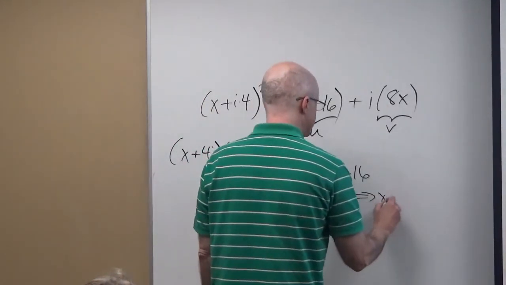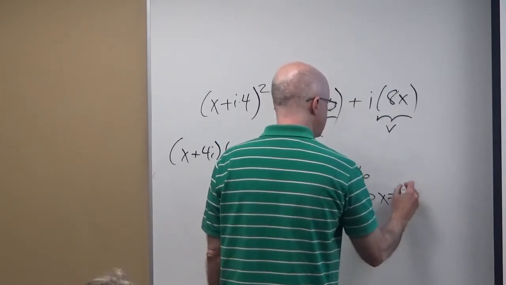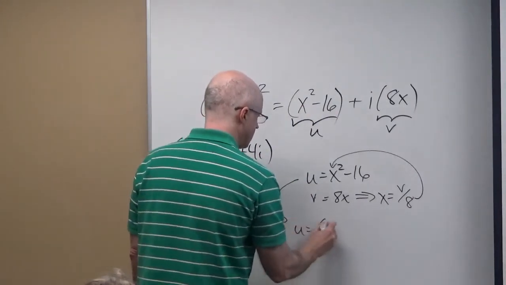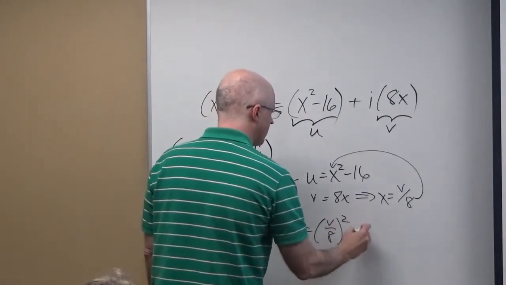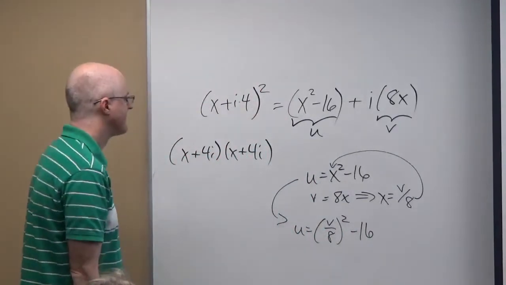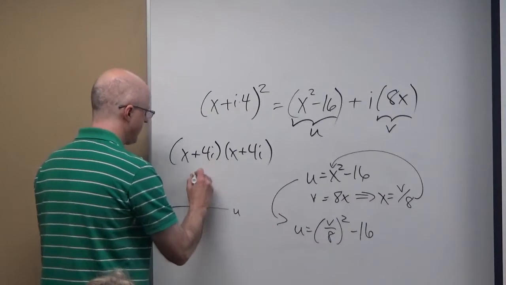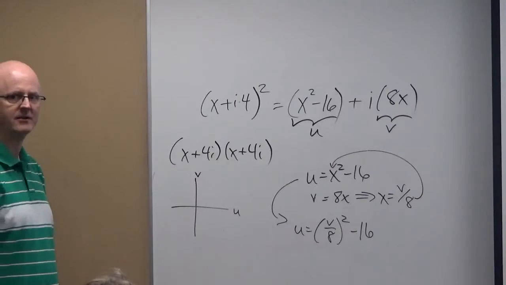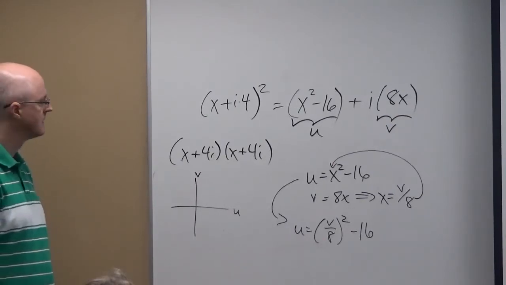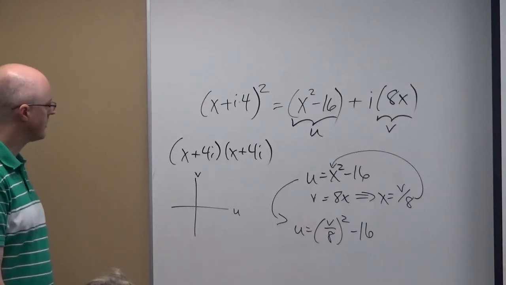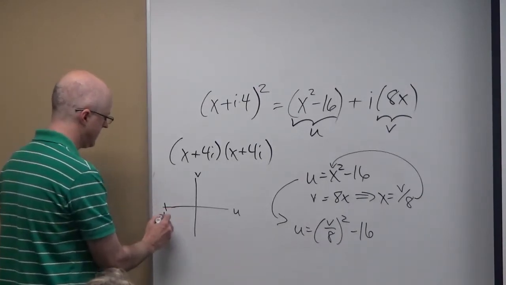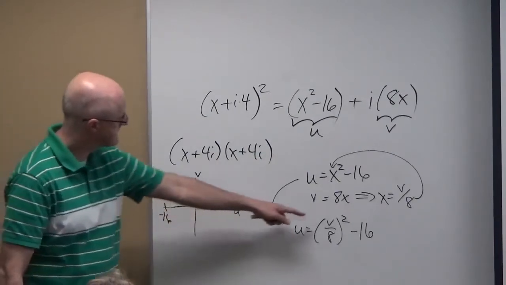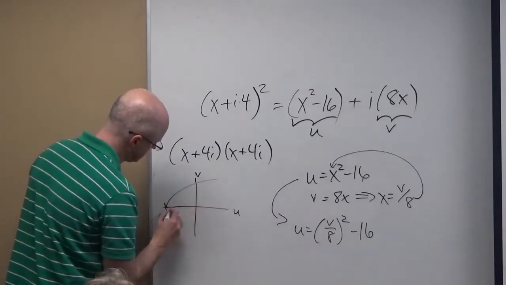And solve this one for x in terms of v. And then substitute that back up there, and what will happen is you'll get u is v over 8 squared minus 16 in a uv plane. That's giving us u as a function of v, a quadratic function. It's going to be a sideways parabola. When v is 0, u is negative 16. As v moves away from 0, u increases, so it's a sideways parabola, something like this.